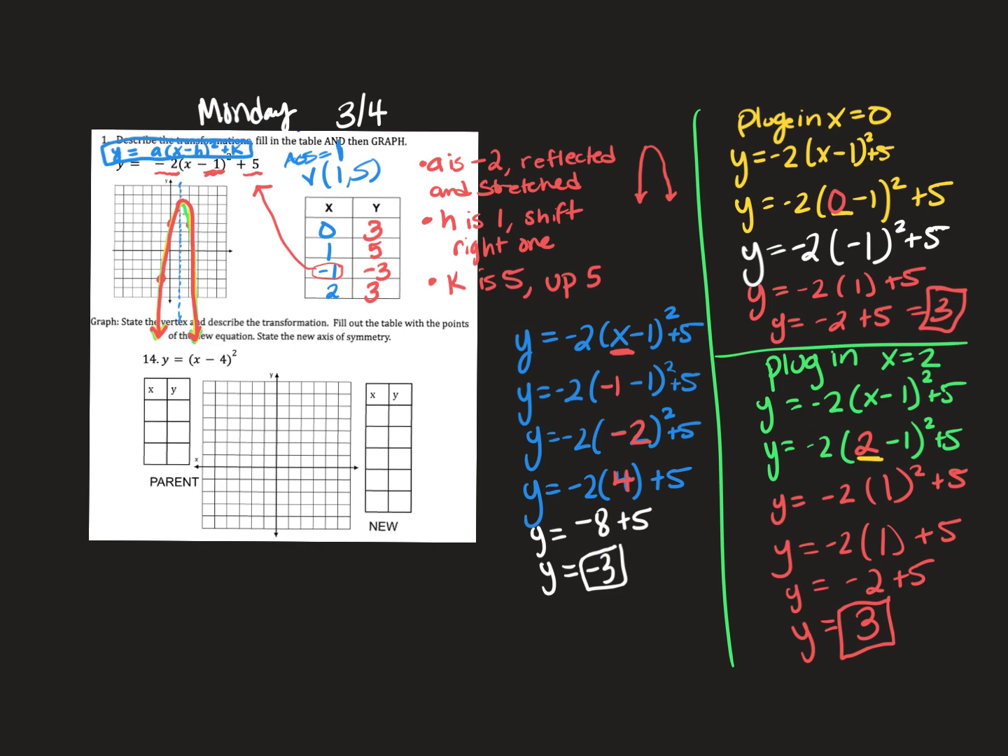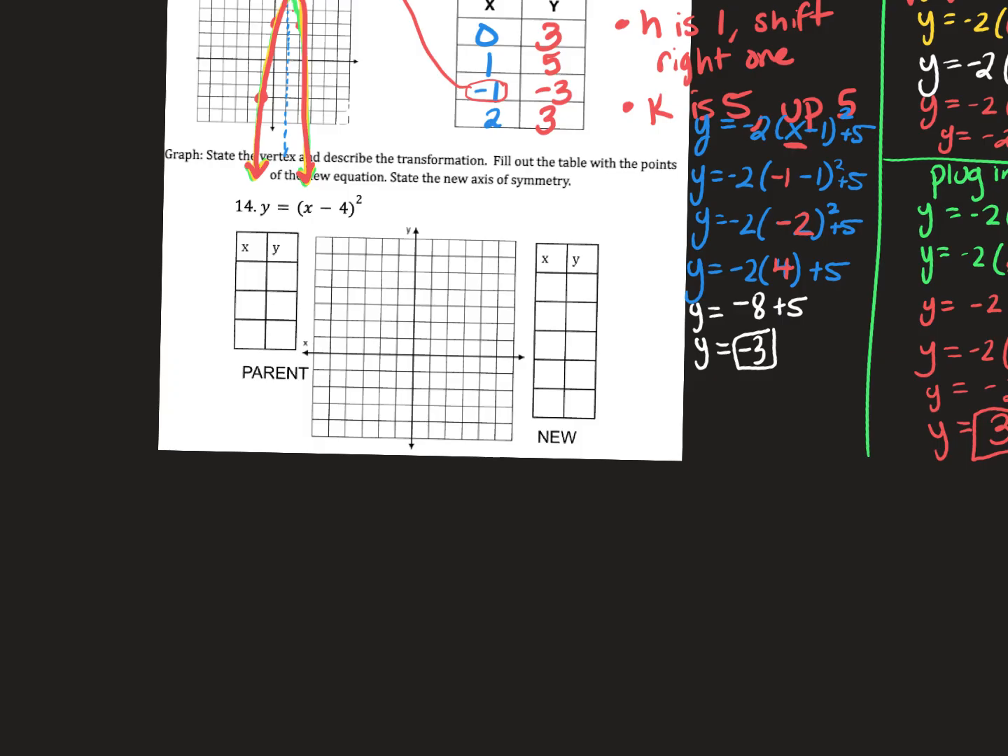Number 2, oh my gosh, that's a whole other beast. Let me pause the video. All right, so the parent function is the same in our unit, x squared. So let's plug in a positive number, 0, and a negative number. Let's plug in 1, 0, negative 1 into the parent function. So make sure you're writing this.